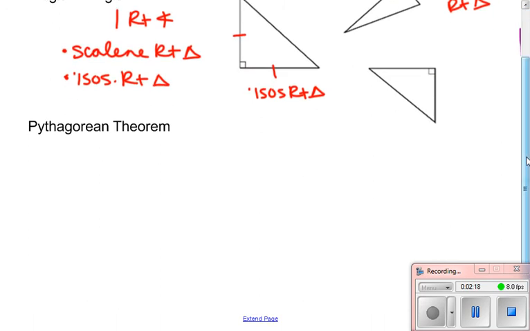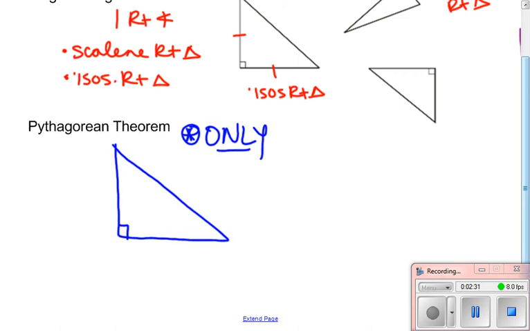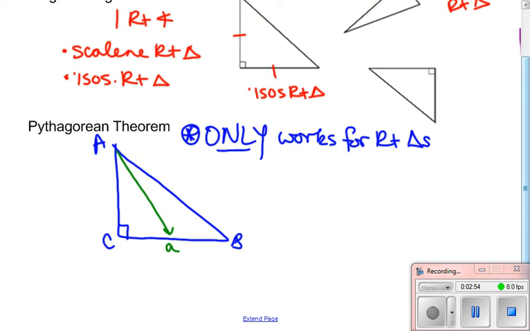So the Pythagorean theorem is a theorem, a formula that you're probably very aware of. The key note is that it only works for right triangles. So make sure if you're using the Pythagorean theorem that you do have a right triangle. If we take our right triangle ABC, there's very specific naming for triangles. Opposite vertex A, that side is little a. Opposite vertex B is little b, and opposite C is little c.